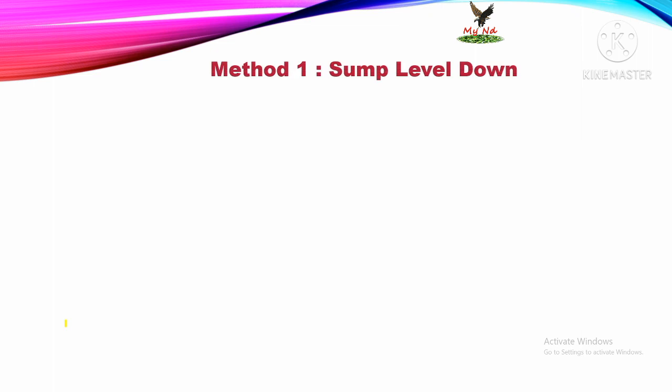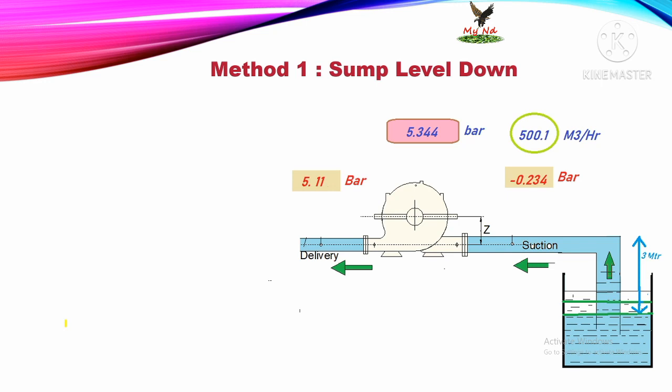So the first NPSH method is the sump level down method. In that method we lower the sump level step by step and carry out the NPSH test. So what happens when we lower the sump level step by step? Our suction requirement rises, and the delivery head slightly decreases.